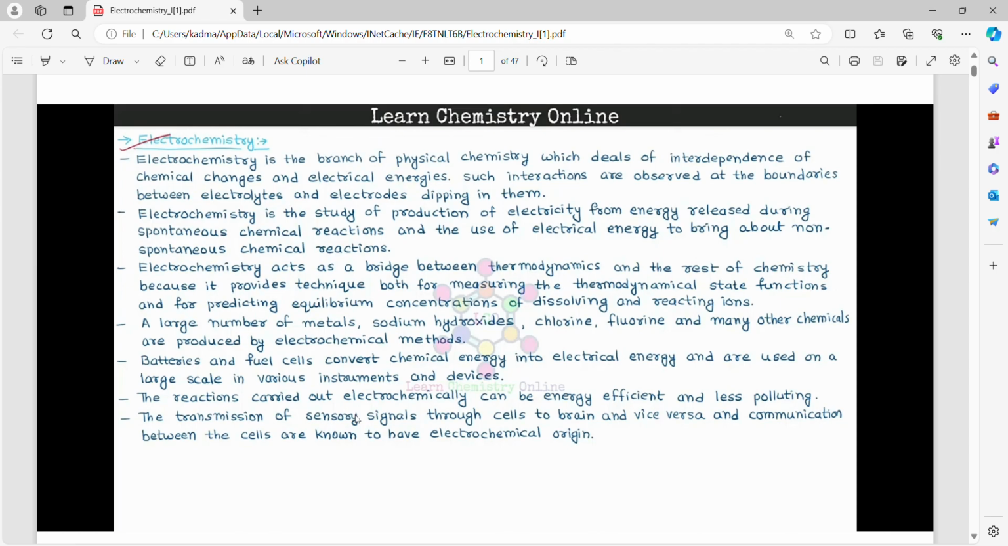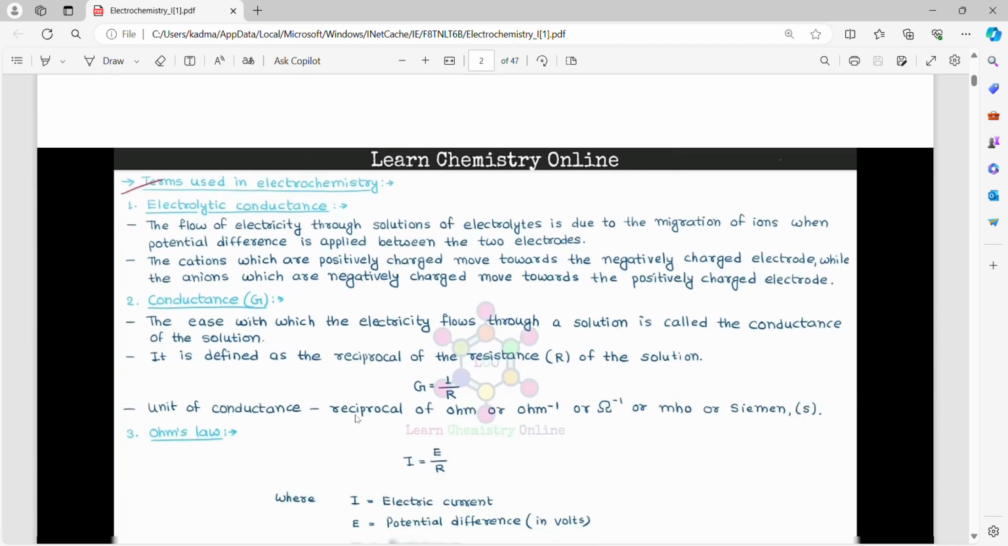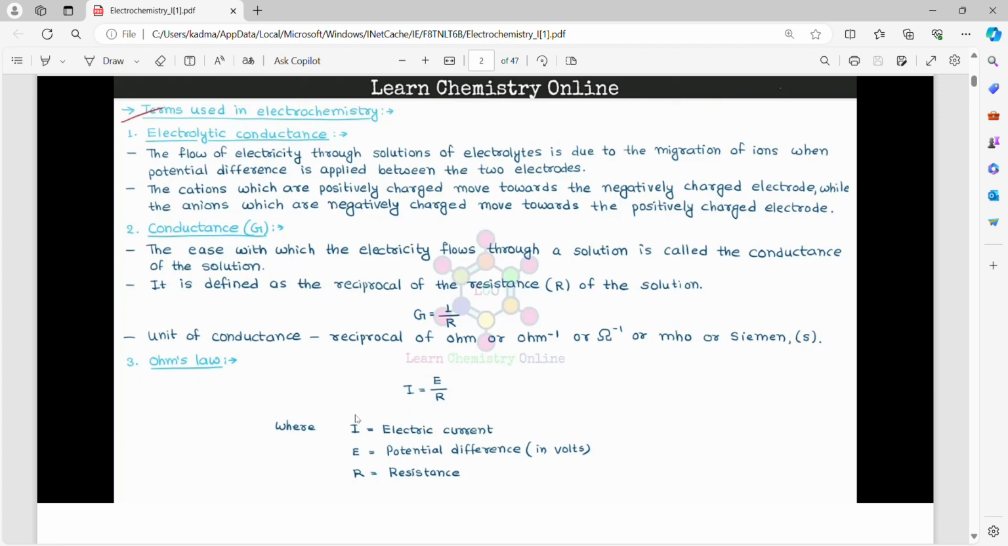The transmission of sensory signals through cells to the brain and vice versa, and communication between the cells, are known to have electrochemical origin. Terms used in electrochemistry: electrolytic conductance. The flow of electricity through solutions of electrolytes is due to the migration of ions. When a potential difference is applied between two electrodes, the cations, which are positively charged, move towards the negatively charged electrode, while the anions, which are negatively charged, move towards the positively charged electrode.